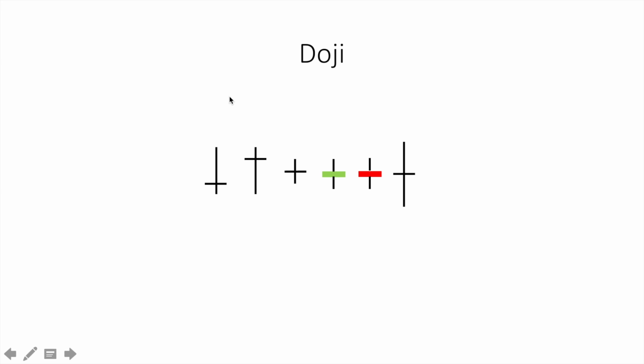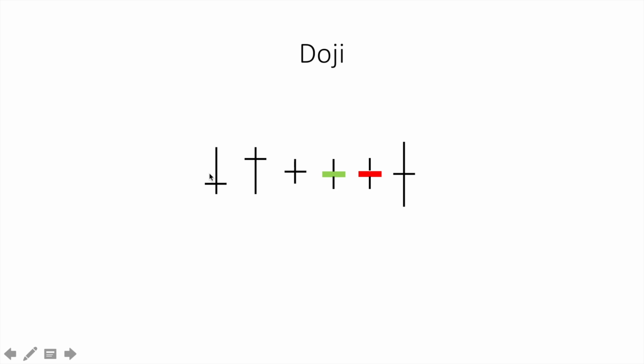Doji are important candlesticks that provide information on their own and as components of some other patterns. Doji form when open price and close price are equal, like in this example, here, here, here, or almost equal, like in these two examples. The length of upper shadows and lower shadows may be different, resulting in some variations of doji.